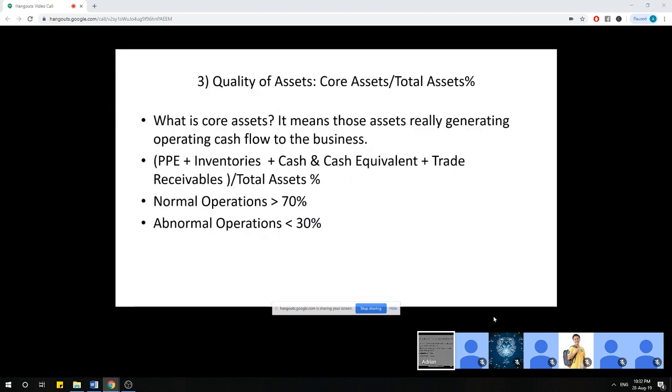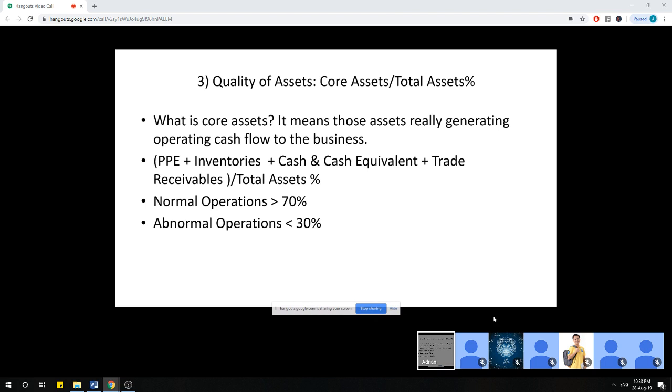So the third one is the credit of asset. This ratio is a new invention by me because, while we have a credit of income, we also need to be careful to take care of how much of the asset of the company is really a core asset that generates the operating income for the company. Usually we see a company's core assets are property, plant and equipment, inventory, cash and cash equivalents, and trade receivables. In some cases, you can also consider intangible assets, but I will still separate them because I want to see how the intangible asset behaves. But other than this, all the rest of the other assets are considered non-core assets. They are not really important assets to the company.